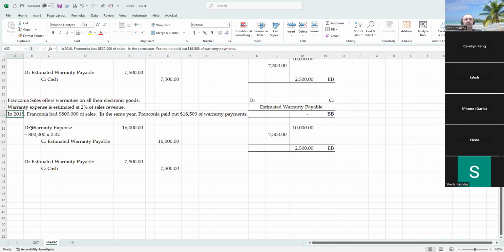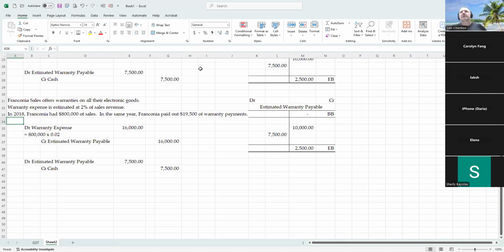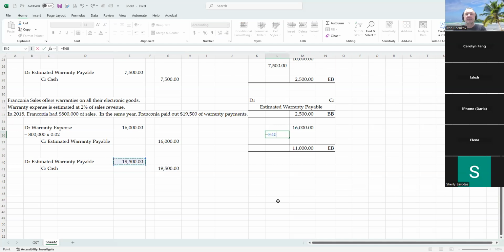No, that becomes a very unusual amount. Let's reduce it to $19,500 for warranty payments. That's how much we paid, 19,500. So we estimated that we pay 19,500. What's happened now in this case? We carry the beginning balance from the previous period, 2,500. Then we plug in the warranty payable, 16,000, and we plug in the amount that we paid for the warranties.